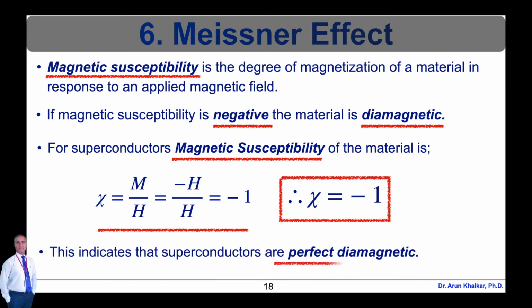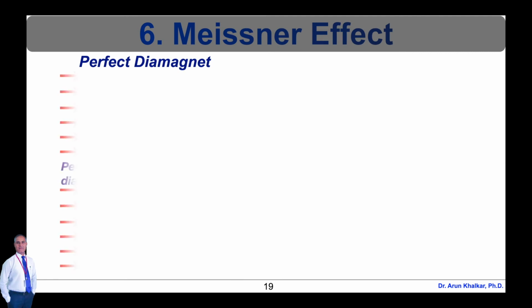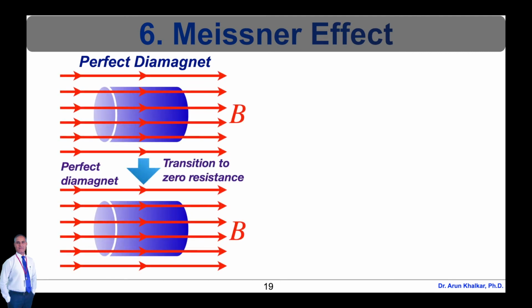This indicates that superconductors are perfect diamagnetic because the magnetic susceptibility value is negative, which is -1 here. So this is one important property of superconducting material: superconducting materials are perfect diamagnetic materials. Now let's see the perfect diamagnet, which is shown in this diagram. If a conductor already had a steady magnetic field through it and was then cooled through the transition to a zero resistance state, becoming a perfect diamagnet, the magnetic field would be expelled to stay the same. So this is shown in this diagram.